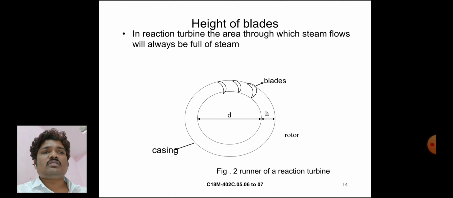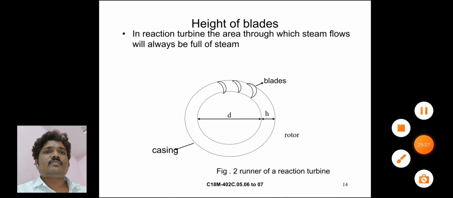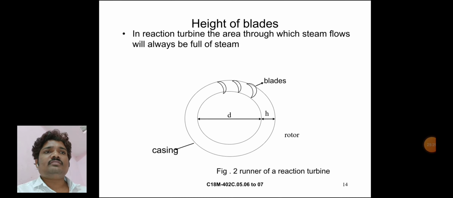Rotor casing, as shown in this figure. This is the runner of a reaction turbine, with blades, diameter, enthalpy, rotor and casing components. In a reaction turbine, the area through which steam flows will always be full of steam.